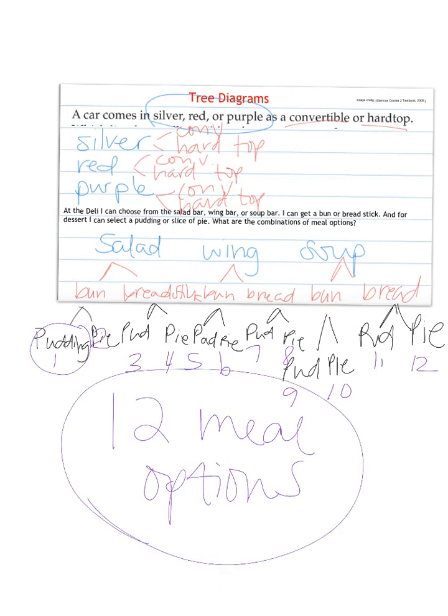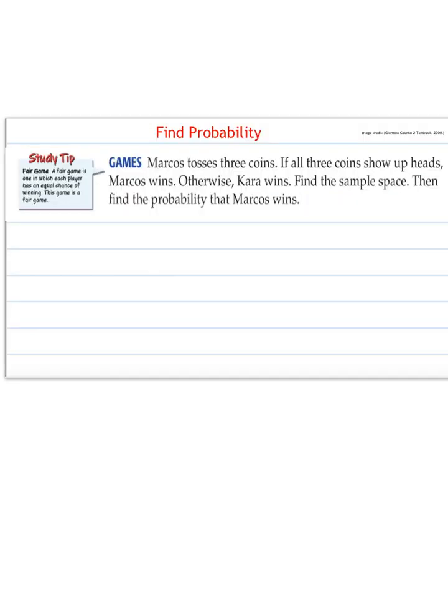Okay? So that is what a tree diagram finds. It finds all of the possible outcomes. So now we're going to find probability of these events. So Marcos tosses 3 coins. If all 3 coins show up heads, Marcos wins. Otherwise, Kara wins. Find the sample space, then find the probability that Marcos wins.